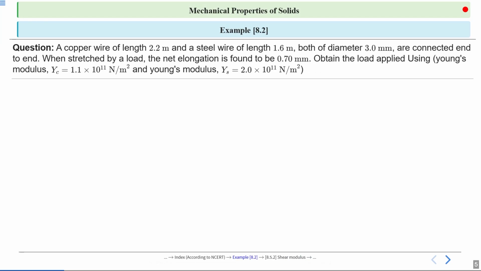So example 8.2. A copper wire of length 2.2 meter and a steel wire of length 1.6 meter, both of diameter 3.0 mm, are connected end to end. When stretched by a load, the net elongation is found to be 0.70 mm. Obtain the load applied using Young's modulus. Yc is equal to 1.1 into 10 raised to the power 11 Newton per meter square, and Ys equal to 2.0 into 10 raised to the power 11 Newton per meter square. This is the numerical value of Young's modulus for different material.